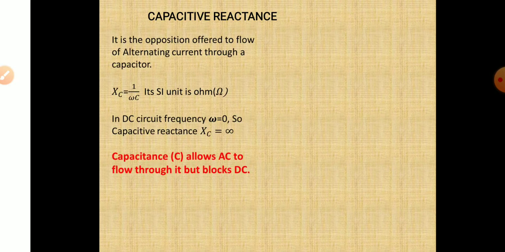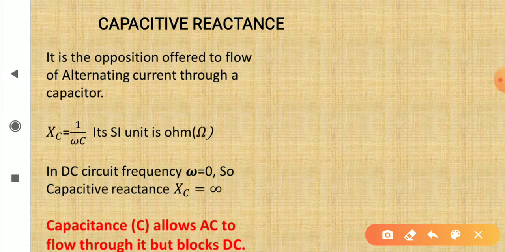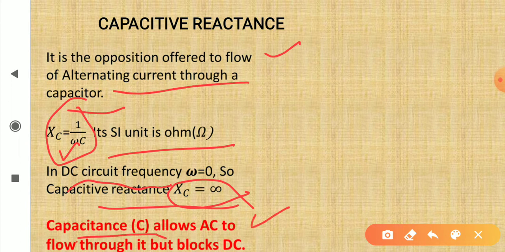And let's see capacitive reactance. Now, how do we define it? It is the opposition offered to the flow of alternating current through a capacitor, and it is given by Xc is equal to 1 upon omega C. SI unit is ohm. Now in a DC circuit, the angular frequency is 0, so capacitive reactance is infinite. For a DC source, the reactance is infinite, which means a capacitor allows AC to pass through it, but it blocks DC. So a capacitor blocks DC.